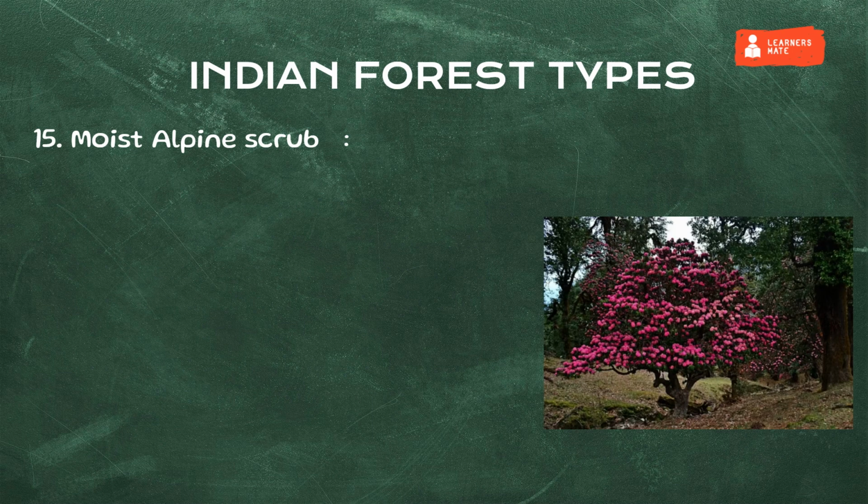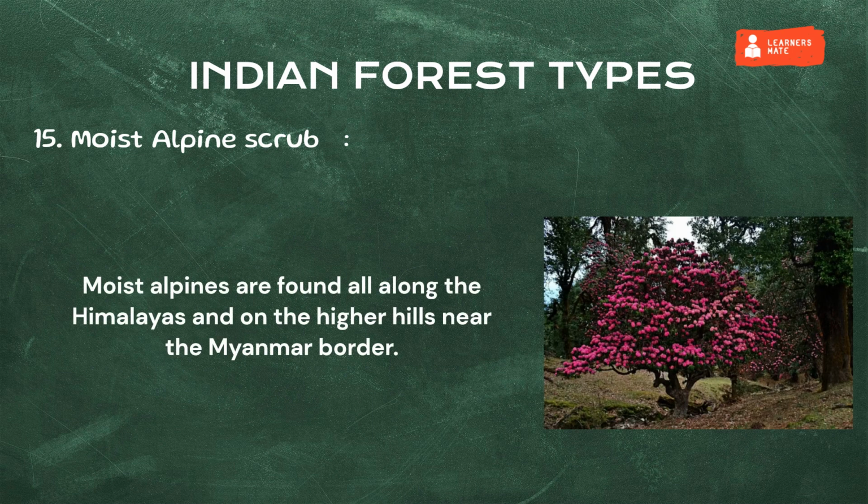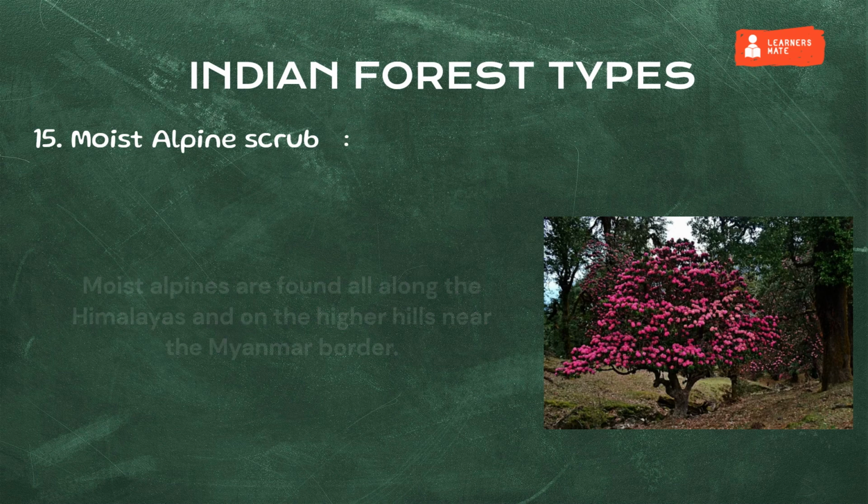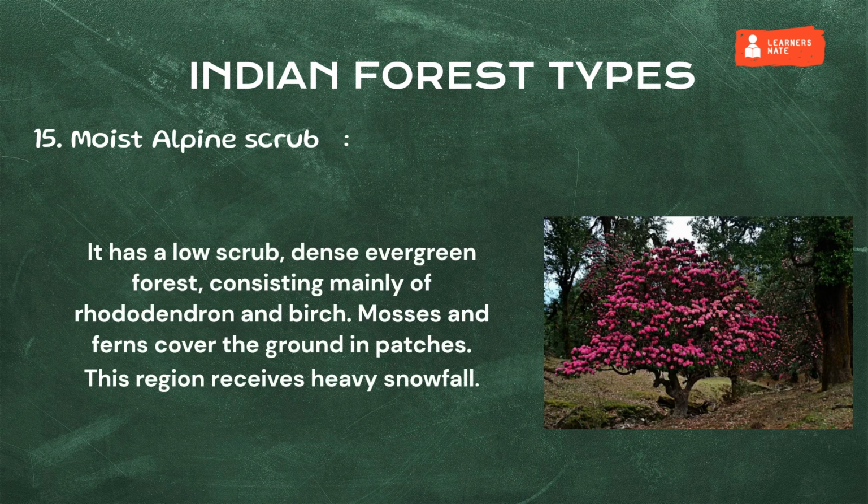Moist alpine shrub. Moist alpine shrubs are found all along the Himalaya and the higher hills near the Myanmar border. It has lower scrub density. Evergreen forest consists mainly of rhododendron and beech. Mosses and fir cover the ground in patches. This region receives heavy snowfall.